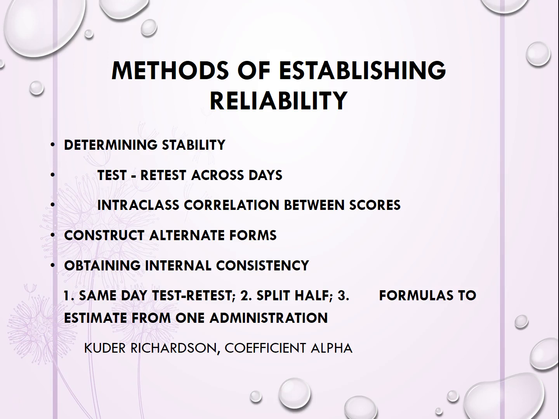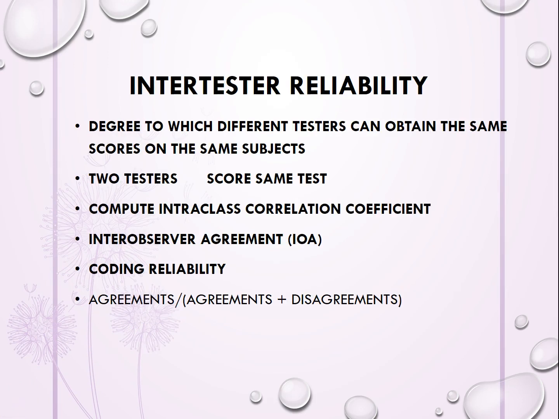Kuder-Richardson, coefficient alpha is sometimes referred to as the Cronbach alpha coefficient. It is a generalized reliability coefficient that is more versatile than other methods. Objectivity, or rater reliability, refers to degree to which different testers can obtain the same scores on the same subjects. The degree of objectivity can be established by having more than one tester gather data. 2 testers score the same test. Compute intraclass correlation coefficient.